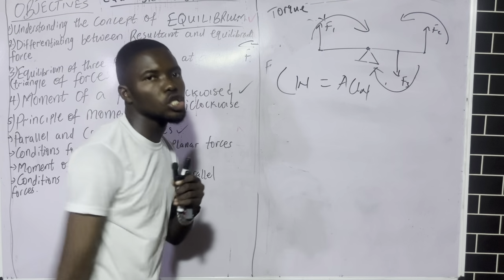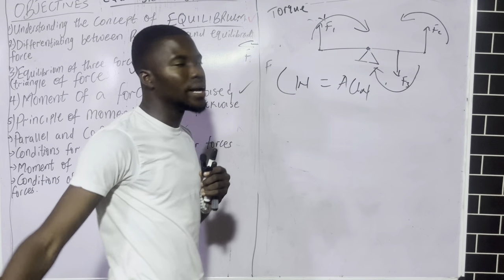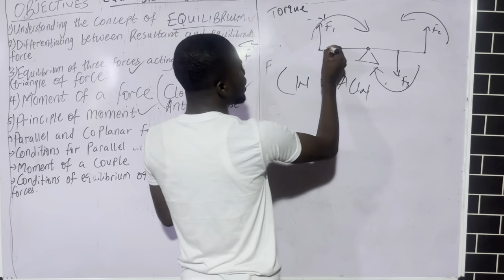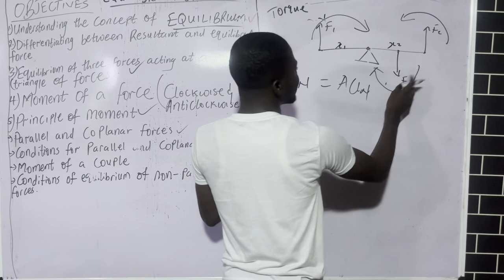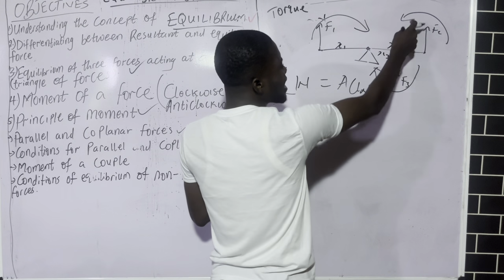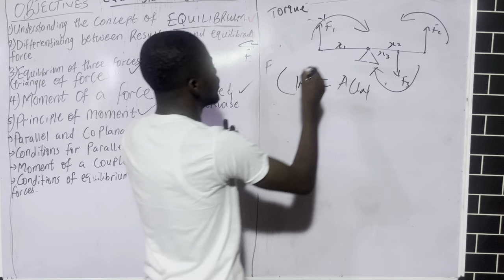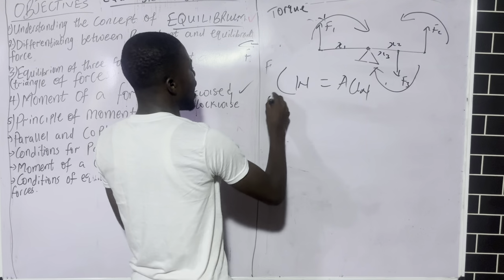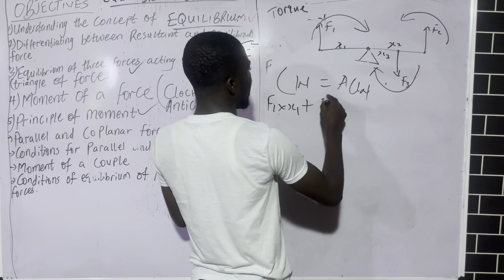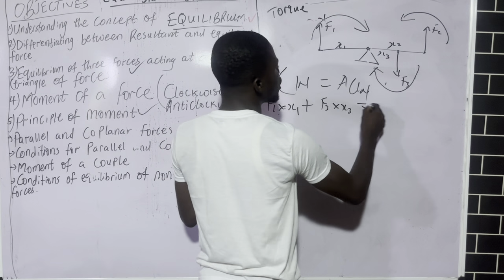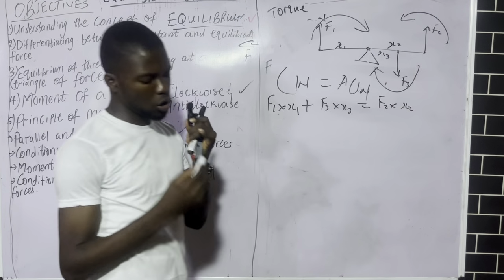This is the second condition. The first condition is in terms of force. The second condition is in terms of what? Movement. So what is clockwise movement? Let me call the distance of F1 to be x1, distance of F2 to be x2, distance of F3 to be x3. x3 and x1 are not the same. I hope you can see the diagram. So let's go. Clockwise movement, this is the first one: F1 times x1, plus another clockwise movement, F3 times x3, is equal to the anti-clockwise movement, F2 times x2. This is how the conditions are.